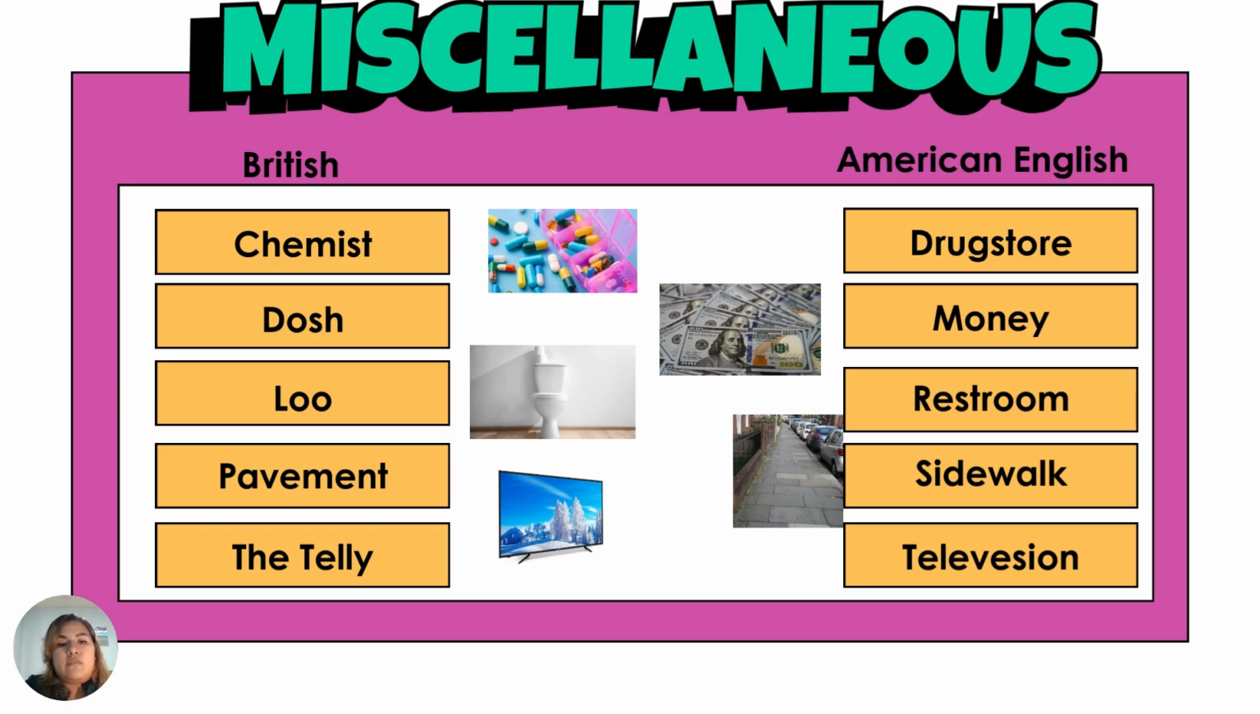For example, of miscellaneous: chemist in British, in America, drugstore. British dosh, in America, money. British loo, in America, restroom. British pavement, in America, sidewalk. In British, telly; in America, television.